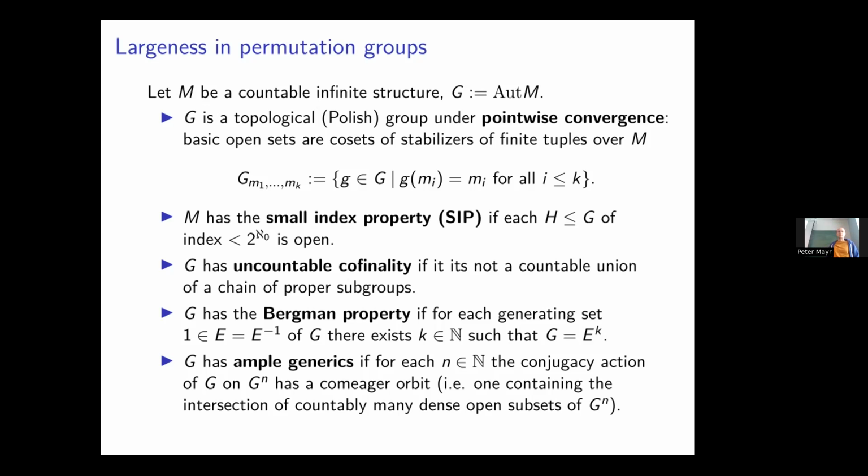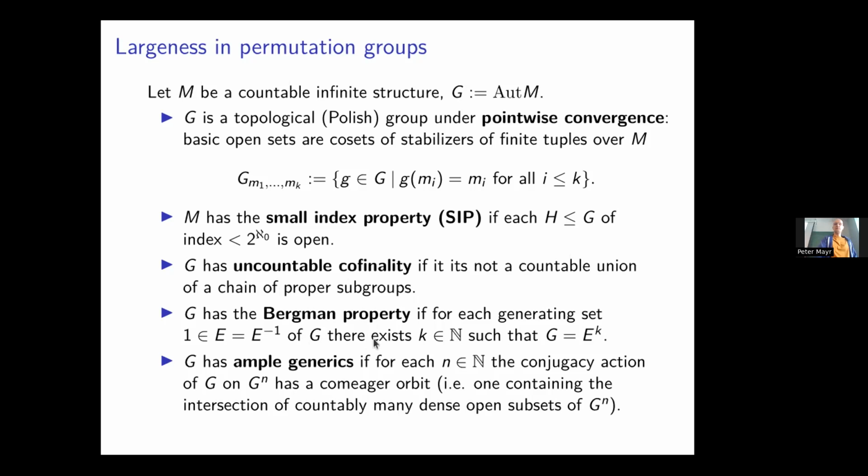This is a property that also lately came up when studying constraint satisfaction problems on countable structures. So it is useful in many different applications. I'll mention a few more. A group has uncountable cofinality if it's not a countable union of a chain of proper subgroups. This is again saying that the group is big, cannot be approximated by a countable union of proper subgroups.